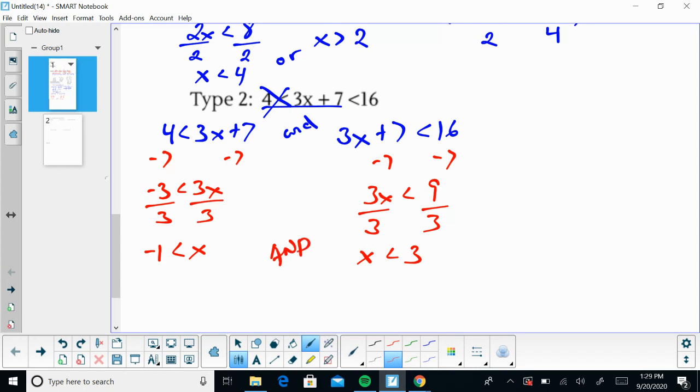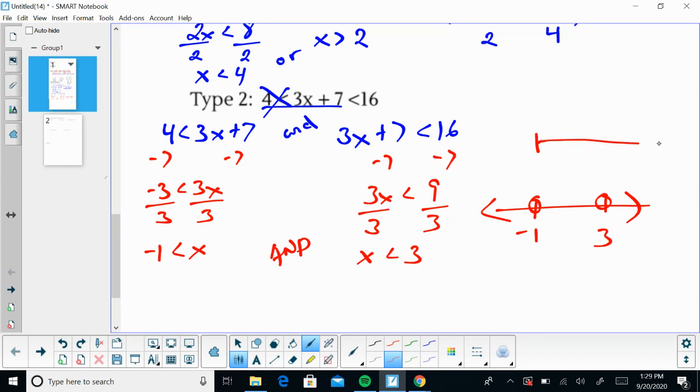And this is an and, so when I go to graph it, I'm going to be looking for the overlapped shaded regions. I have negative 1 and 3. These are open circles because they're not "or equal to." First guy, I've got x is greater than negative 1, or negative 1 is less than x, either way you want to say that.